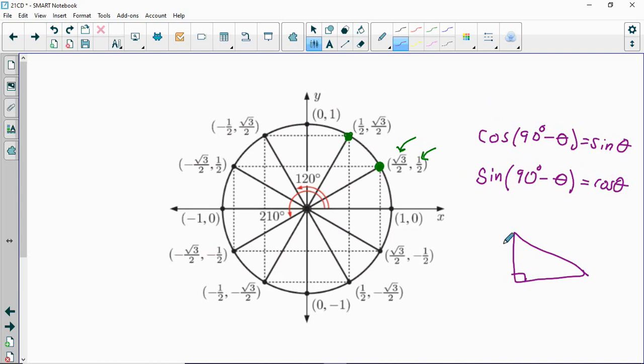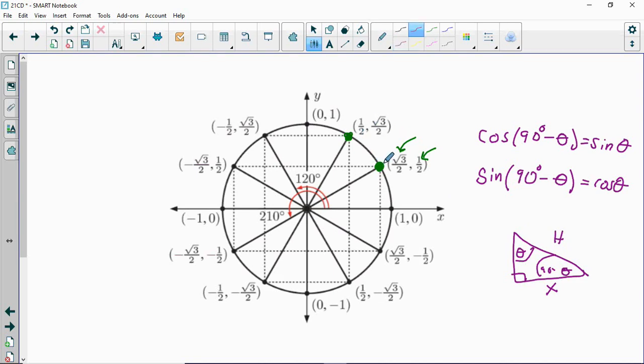You could also get that from considering a right triangle. If this were our angle theta, whatever its sine is, let's just call it x over h, the sine of this angle has to be the same as the cosine of this angle over here. But since this is a right triangle, this angle has to be 90 minus theta. And you can swap that around to get the other identity as well. Anyway, so now we've got 30 and 60.